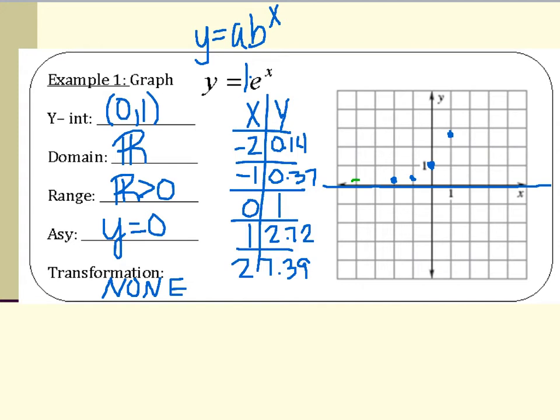Remember, it should go close to the x-axis, but it should never touch it, and it should never ever cross it. So there's my graph, and you should be getting used to graphing these by now because we have graphed many of them at this point.